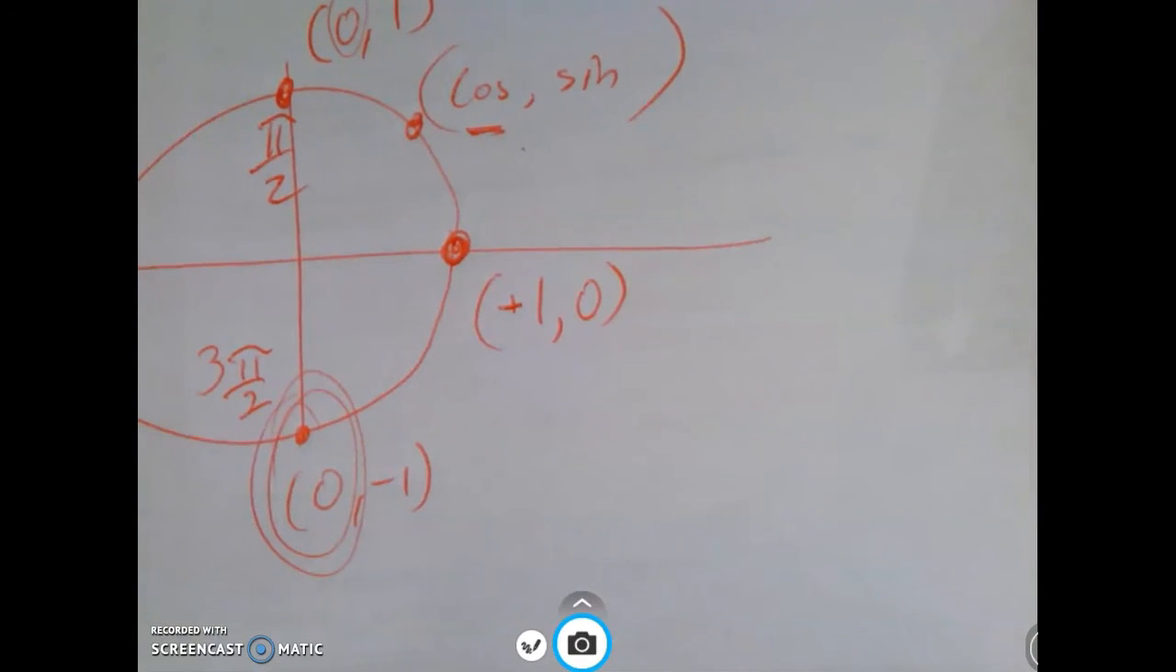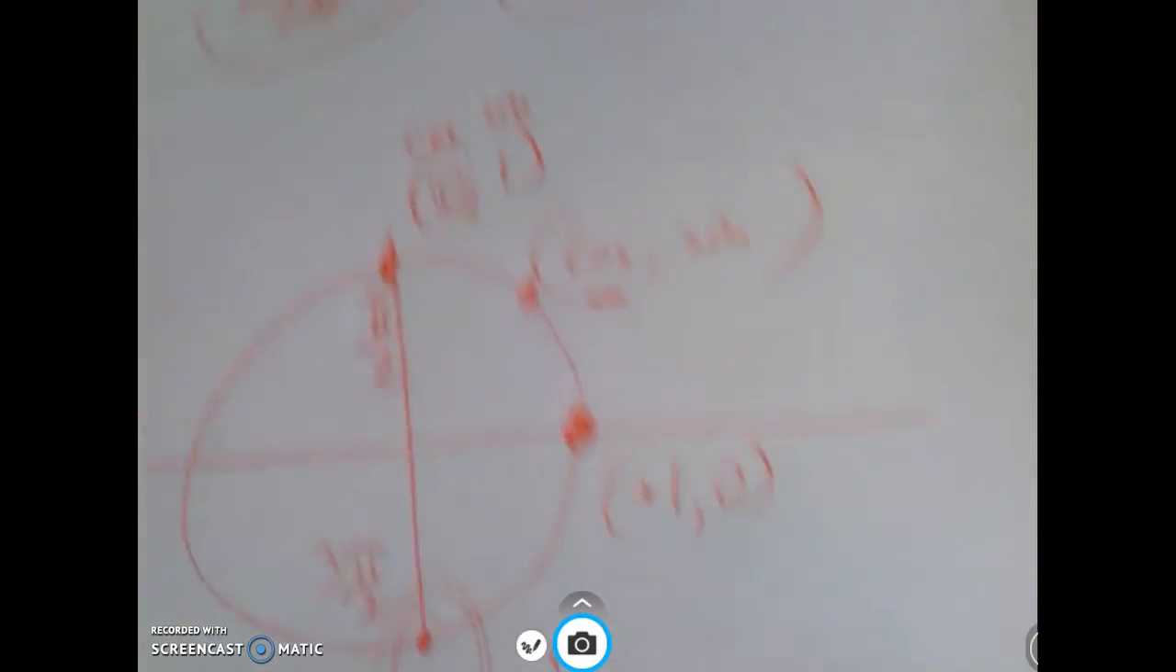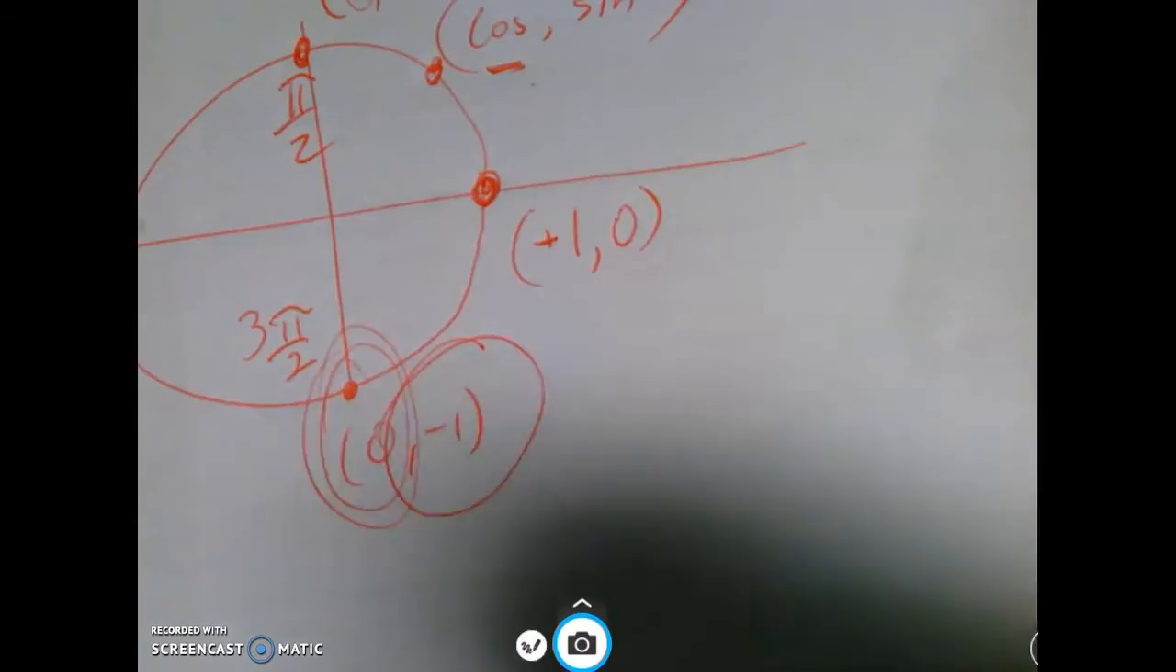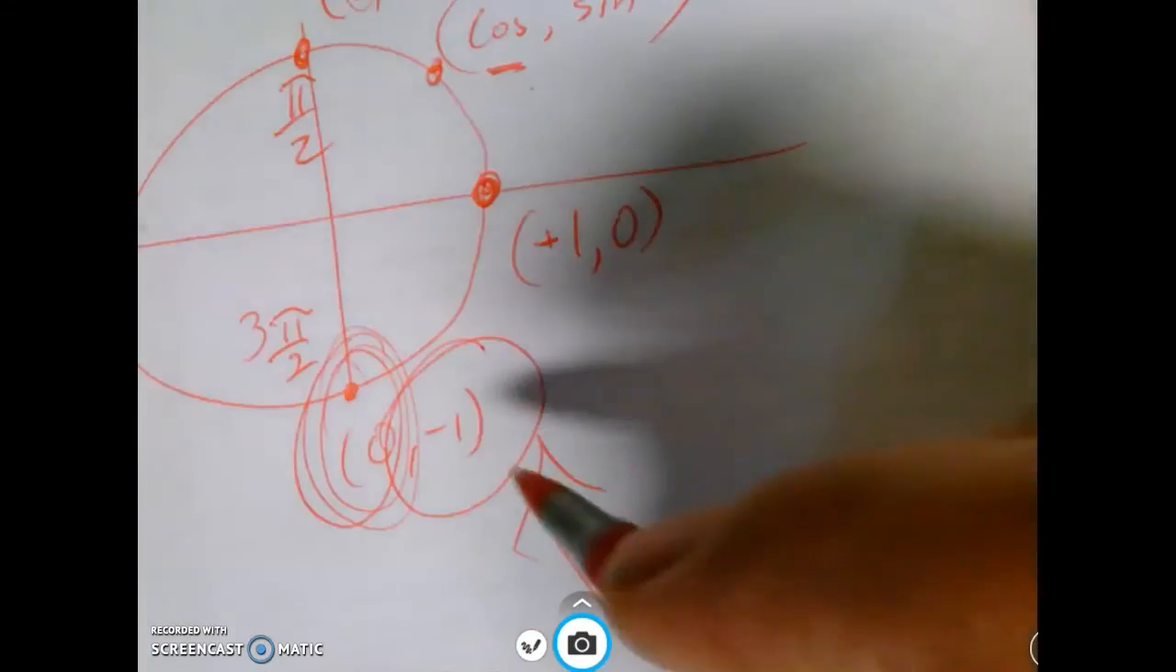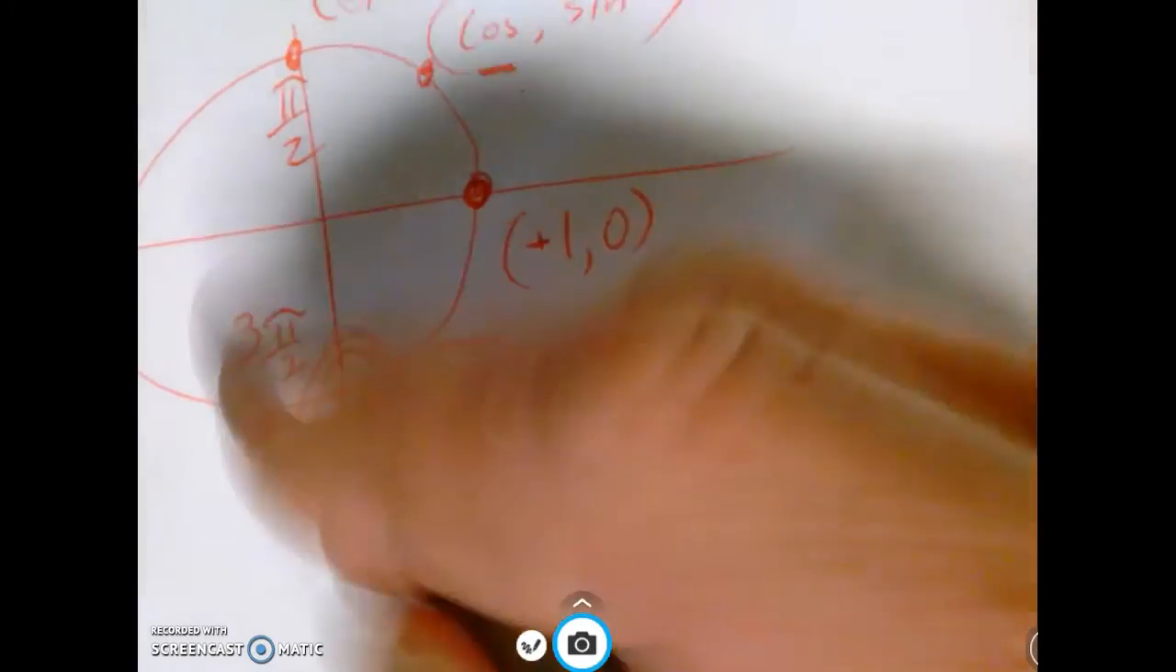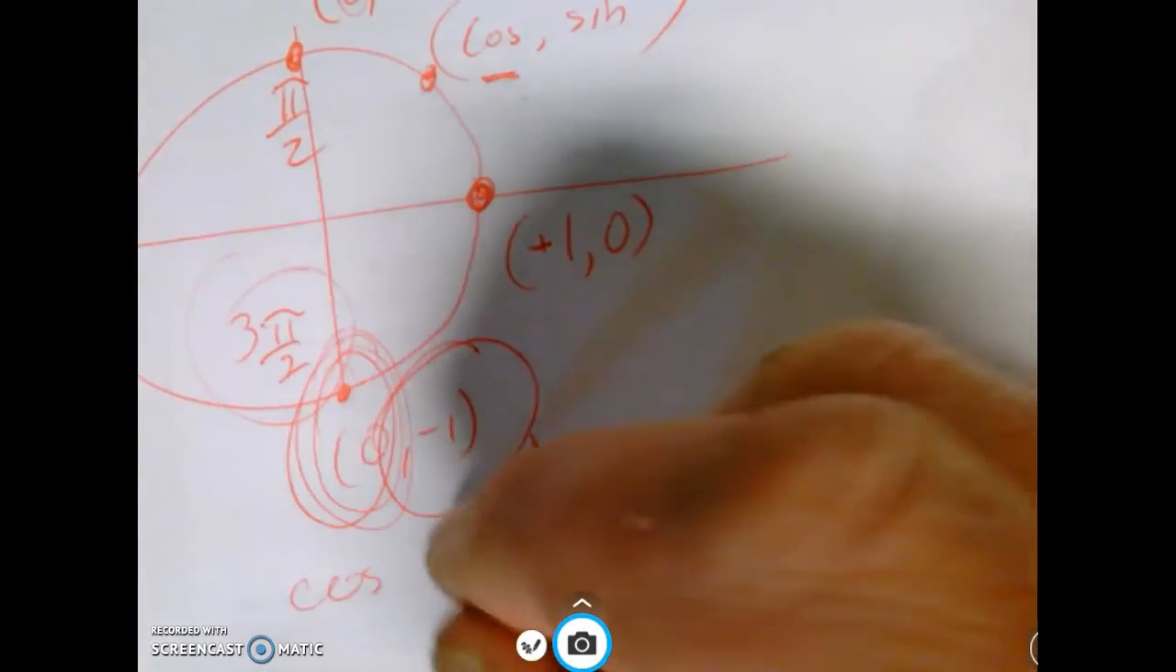Alrighty. Now, when does sine equal negative 1? That actually happens here also. So this is the second location. When does cosine equal 0? That's here, 3 pi over 2. When does sine equal negative 1? That's also at this location. Because this is cosine, this is sine.